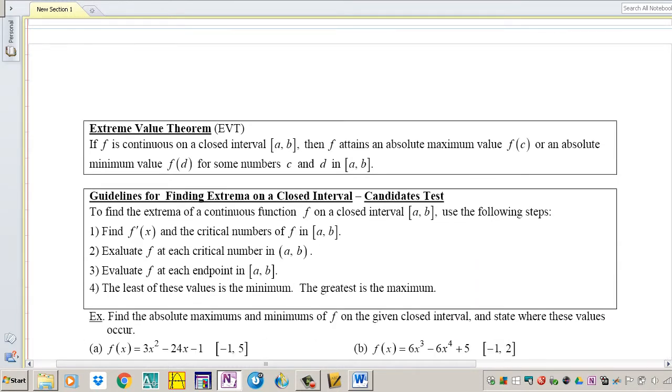Extreme value theorem, known as the EVT. If f is continuous on a closed interval A to B, then f attains an absolute max and an absolute min for some numbers C and D in A to B. So let me go ahead and just draw a picture of this theorem.